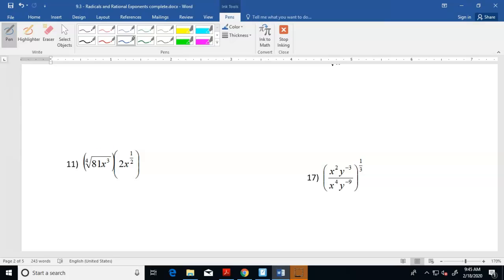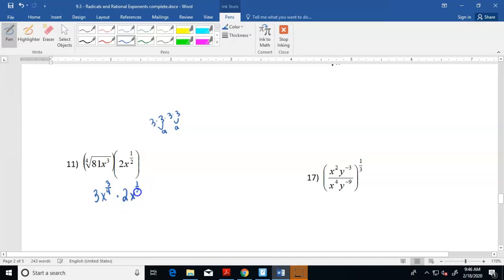Okay, so the 4th root of 81. It's 3, right? Because 3 times 3 times 3 times 3, that'd be 9 times 9, which is 81. So we get 3x^(3/4). Julie, what power would that x be to for this first one? 3 over 4. Good. And then that's times 2x to the 1/2.